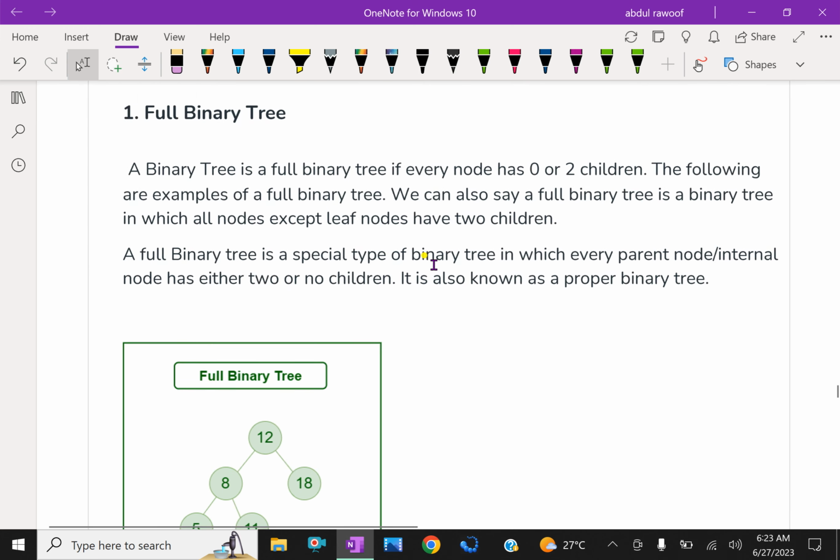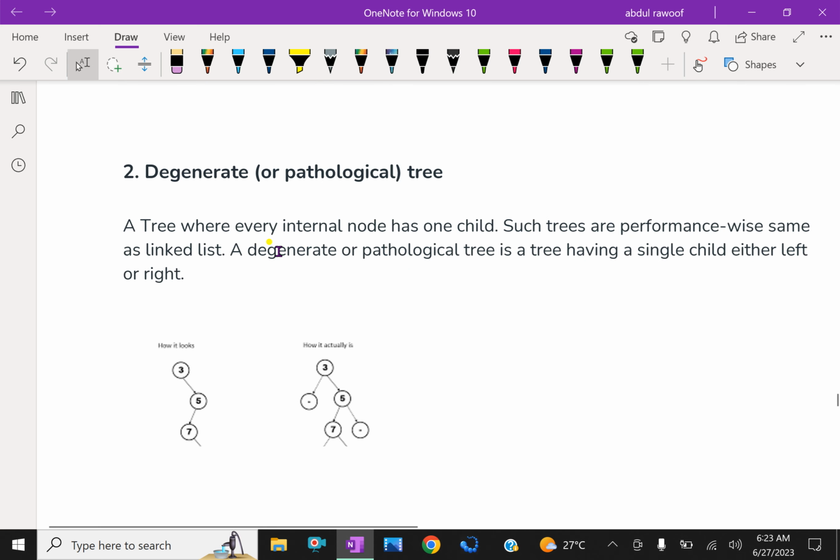Next is the degenerate or pathological tree. A tree where every internal node has one child. Such trees are performance-wise the same as a linked list. A degenerate, or pathological, tree is a tree having a single child, either left or right.